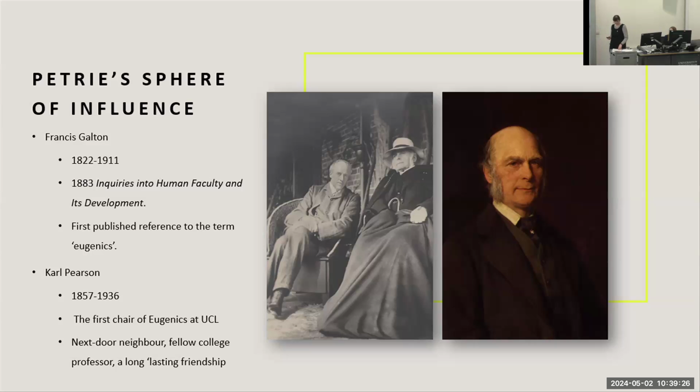Petrie and Pearson, in particular, shared a really close relationship. They were actually next-door neighbours, but they were also fellow professors at UCL. According to Petrie's biographer, Dower, they developed a long-standing friendship. And it was actually Galton who gave Petrie his first paid assignment in Egypt in 1886, commissioning him to photograph the different racial types portrayed in ancient portraits, sculptures, and temple inscriptions of Egypt.